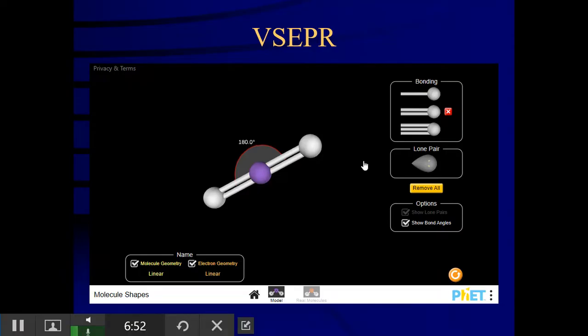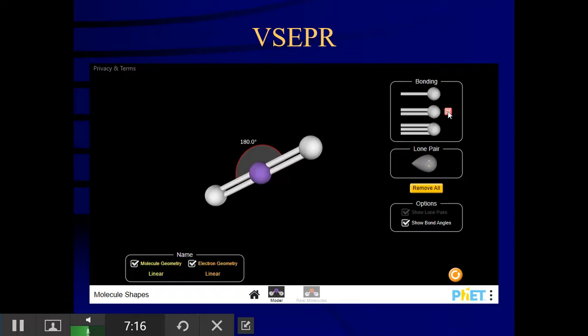So, ladies and gentlemen, this is the shape called linear. Nice and simple, right? That is what carbon dioxide, the gas that we're all exhaling, looks like. You do need to know the bond angles, which is why I'm displaying them here.